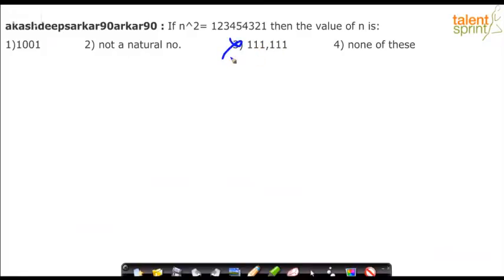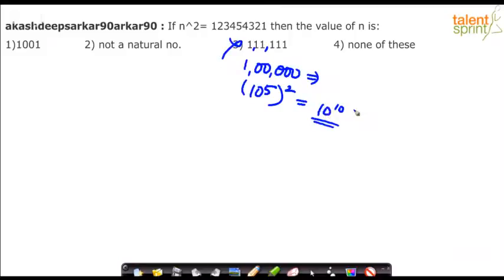The third option is straight away eliminated. You know that the answer cannot be the third option because the third option is 1,11,000, 1,11,111. So basically, it is in the range of lakhs. Now, even if you take n as 1 lakh, squaring it will give you what? This is like 10 to the power of 5, right? 10 to the power of 5 whole square will give you 10 to the power of 10. So this is basically a 10-digit number.